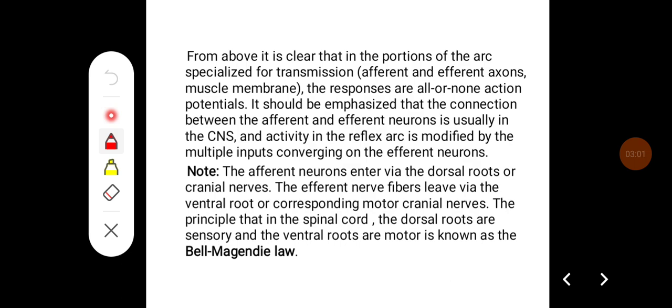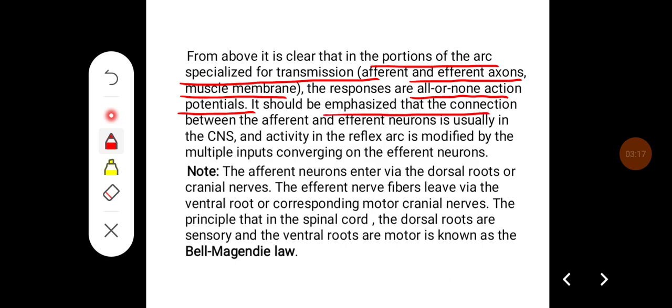From the above, it is clear that the portions of the arc specialized for transmission, that is the afferent and efferent axons and the muscle membrane, have responses that are all or none action potentials.